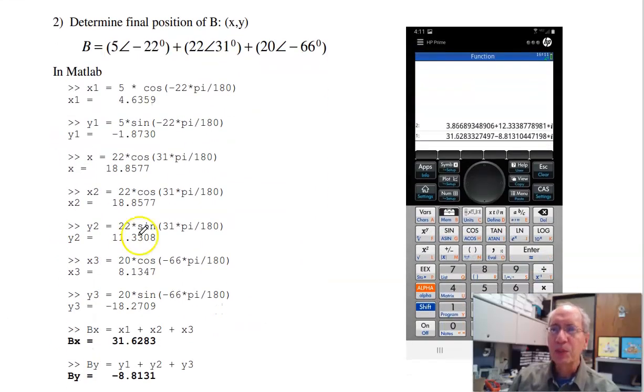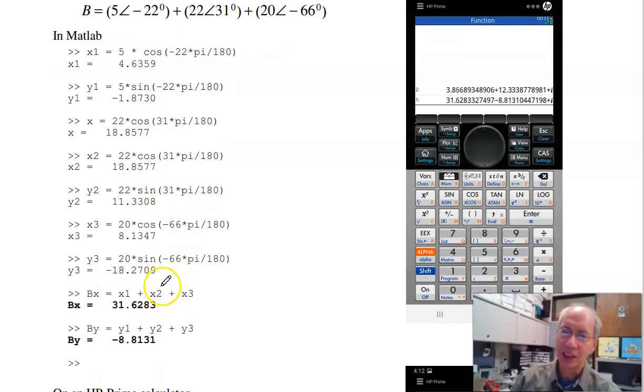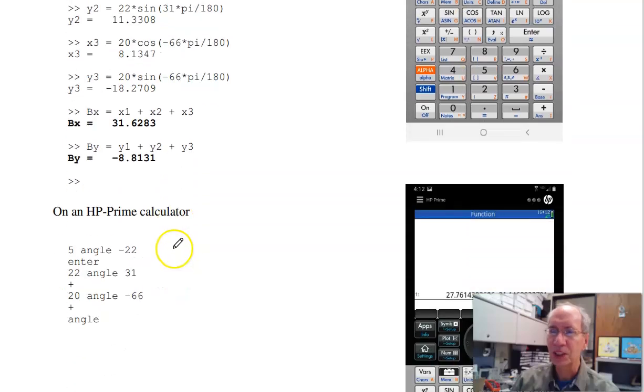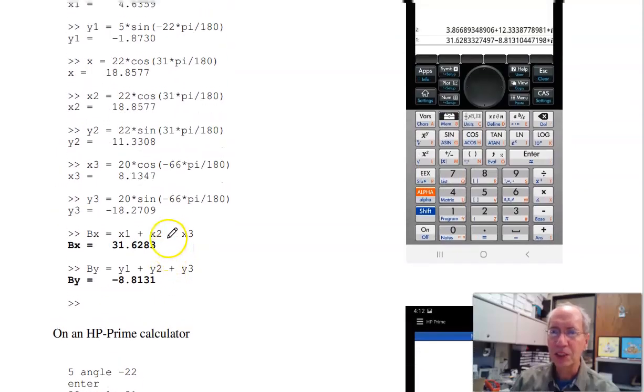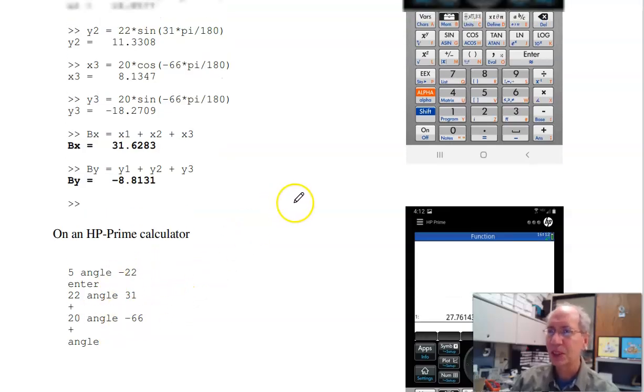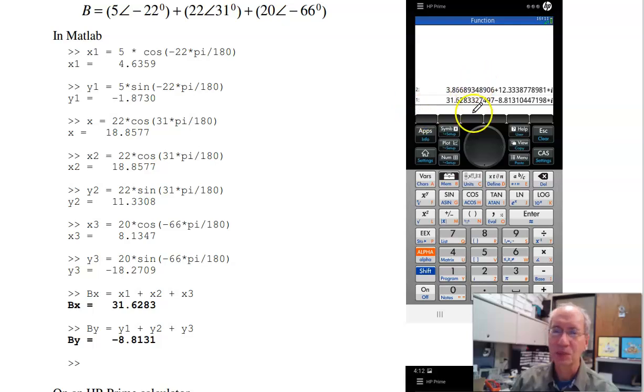Problem 2. Add these vectors together. So again, what you do is convert to rectangular form the x and y coordinate of the first point vector, x and y the second, x and y the third, add the x's, add the y's, here's your answer. Or in an HP calculator, I can do it a whole lot easier. All I need to do is just say, enter the first one, enter the second angle, add it, third angle, add it, and voila, same answer.